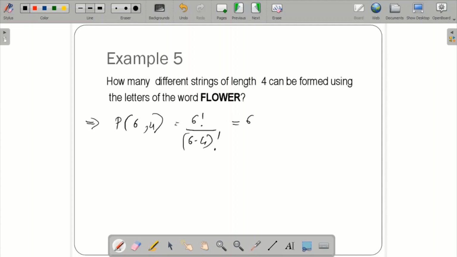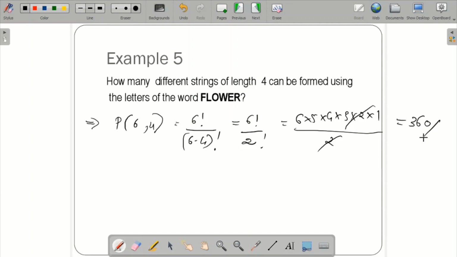So that is equal to 6 factorial divided by 2 factorial. So the answer is 6 into 5 into 4 into 3 into 2 into 1 divided by 2. So this and this get cancelled. Answer is 360.